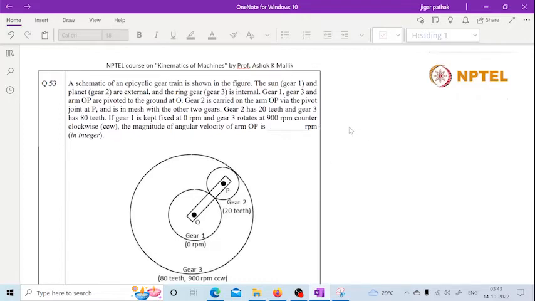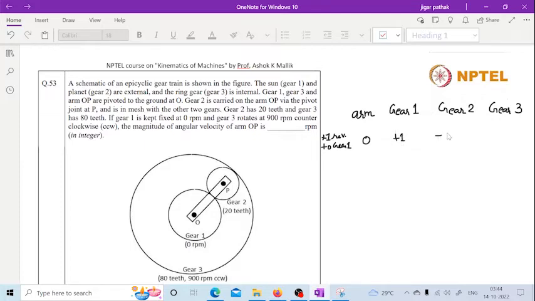For that, first we are going to write the components: the arm, then gear 1, gear 2, and then gear 3. Now let us first give plus 1 revolution to gear 1. Here the arm is fixed. Gear 1 is given plus 1 revolution.